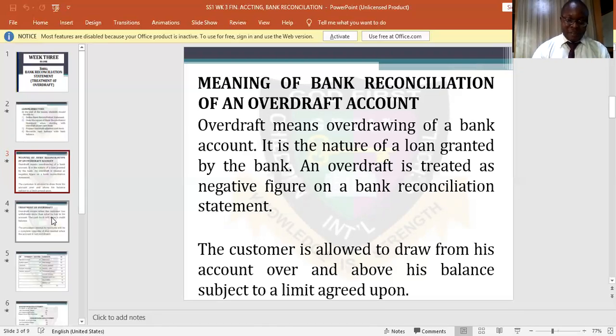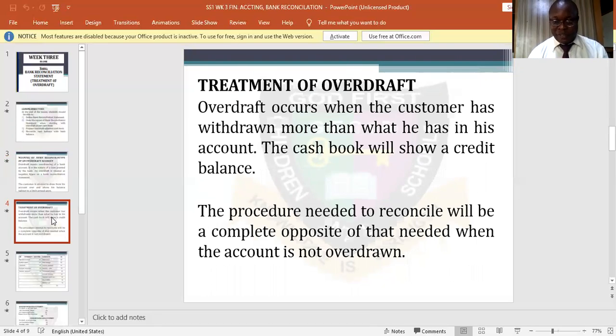So that is overdraft. Let us look at the treatment of overdraft. Overdraft occurs when the customer has withdrawn more than what he has in his account. For example, now you have 500,000 in your account, and the bank manager allows you, in the form of a loan, 1.5 million. So 1 million is more than what you have in your account, given to you to do a reasonable transaction. So that's an overdraft given to the customer by the bank.